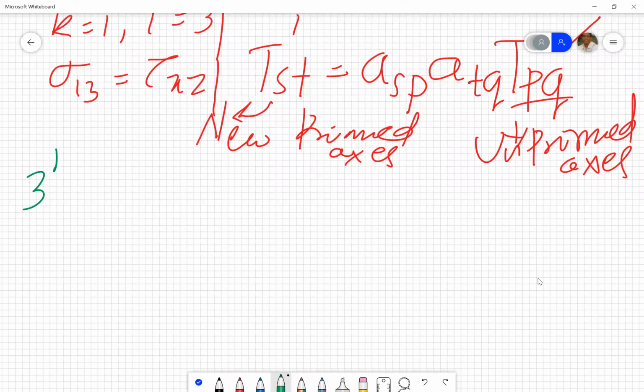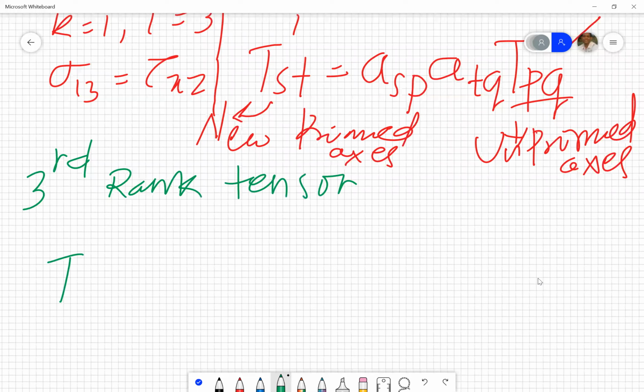This is the second rank. If there is a third rank tensor, then how can we write the equation? For a third rank tensor, I am making it S, T, so I am writing it S, T, U. T dash S T U. So then, the method of writing the tensor.